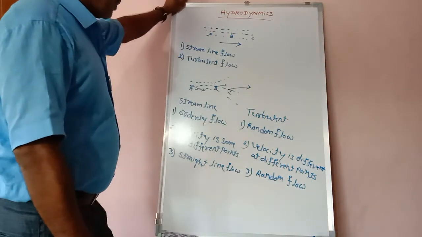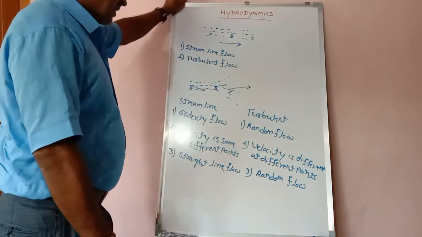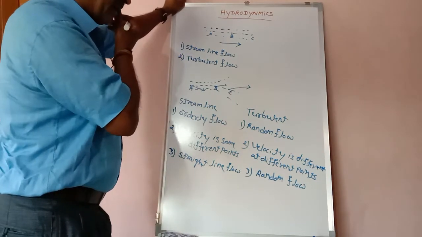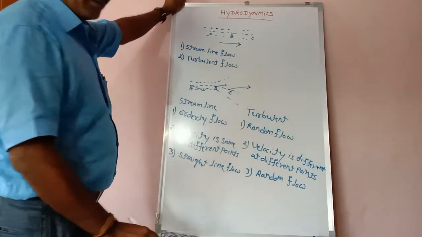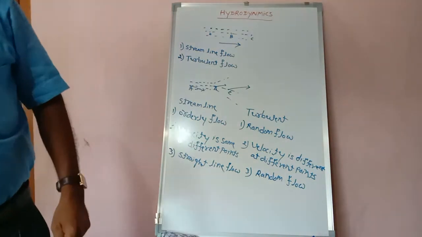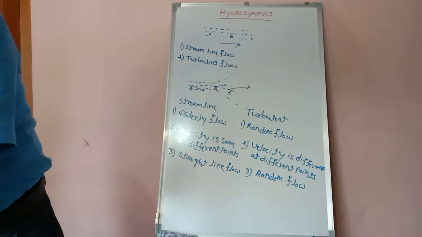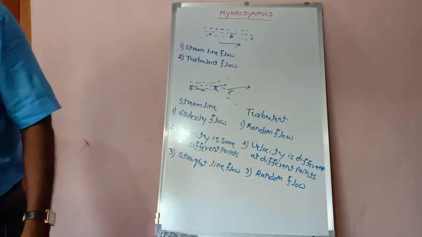Here the path of the flow of the fluid line is a straight line, and that is random. Clear?